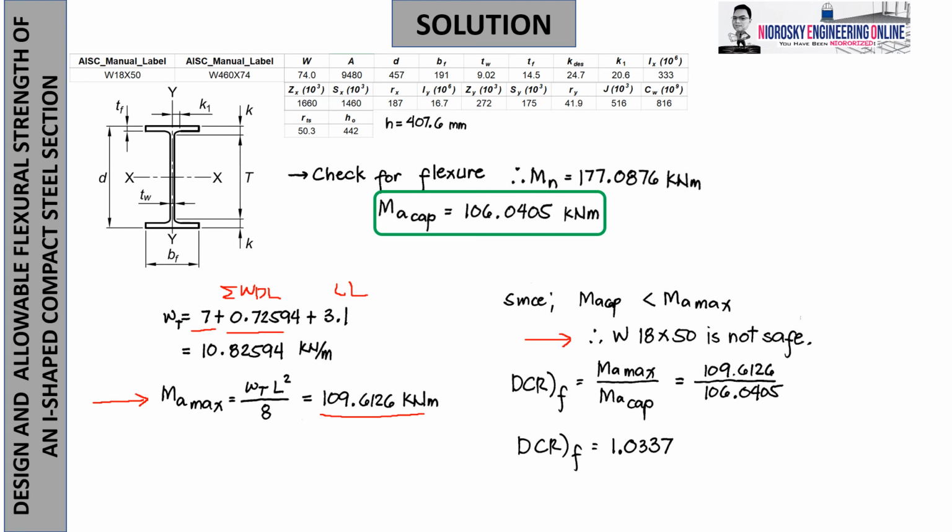So, para malaman natin kung gaano ka-unsafe, again, compute natin yung demand capacity ratio under flexure, the maximum moment over the capacity. So, we found out 1.0337, nag-more than ka ng 1.0, is an automatic unsafe under this criterion. So, ganyan po tayo mag-compute ng flexural capacity kapag AISC LRFD pinag-usapan using the compact section code.